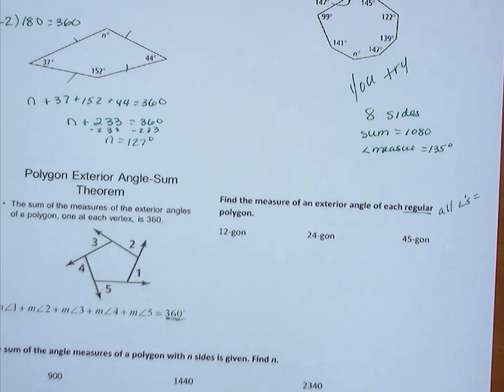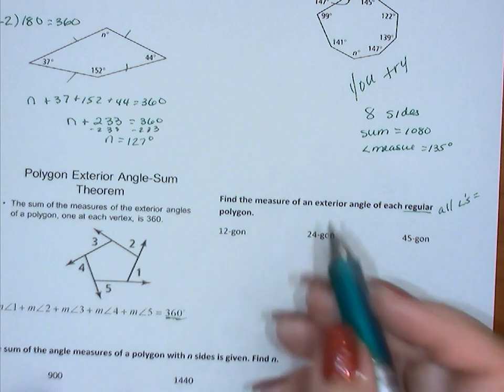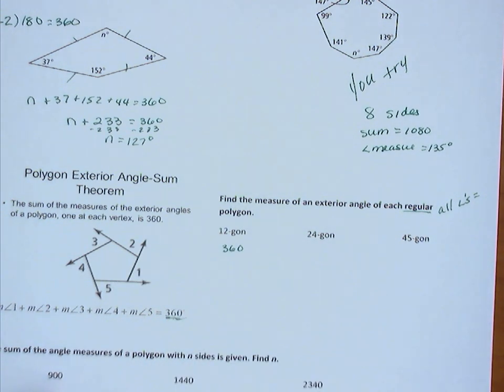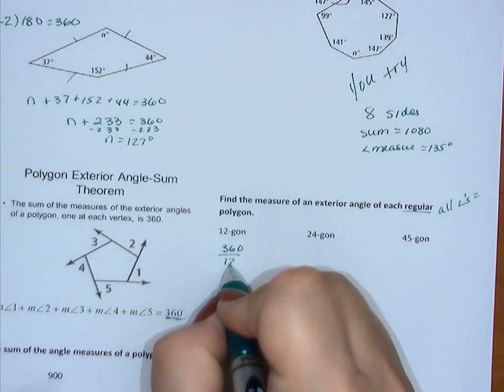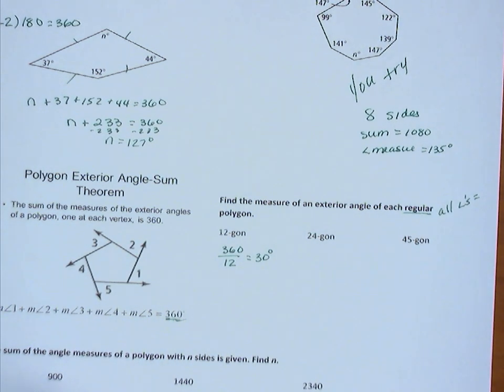So then I'm not having to figure out what each piece would be. They're all the same. With that information, I'm going to take my 360, which is the total of all the exterior angles, and I'm going to divide it by 12. That's going to give me that each exterior angle is 30 degrees.